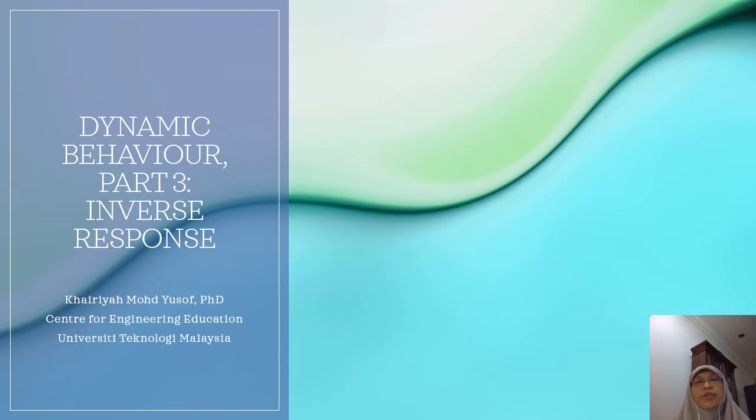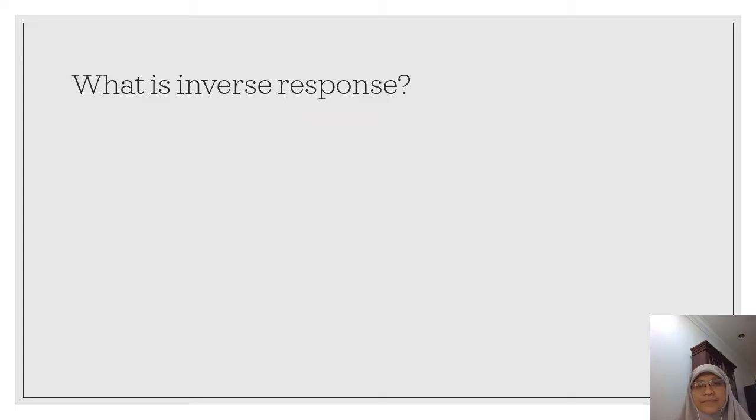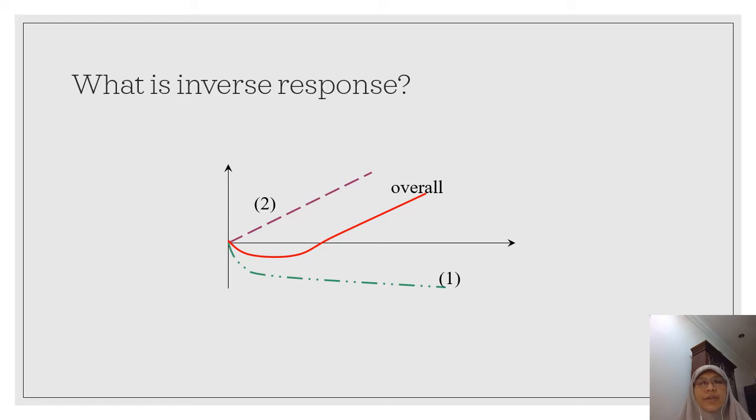This time we're going to focus on inverse response. So what is inverse response? Where does it occur? Well, as the name suggests, inverse response is when we expect the response to go one way, but it goes the opposite way first before it finally goes the direction that is expected.